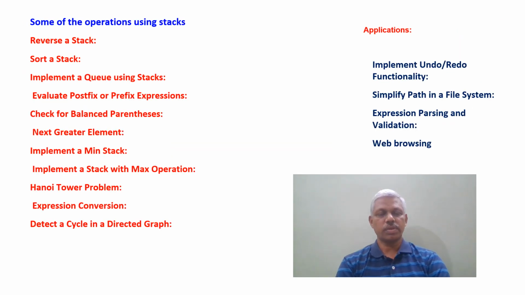There are some complex operations that we can perform using stacks also. Reversing a stack: whatever elements are there in the stack, if we want to reverse them, we can use auxiliary data structures and reverse the elements in the stack. Similarly, can we sort the elements of the stack? Already we have seen sorting algorithms. Can we implement all these sorting algorithms on the stack? Quick sort, merge sort, bubble sort, whatever sorting algorithms we have seen can be implemented on the stack. Similarly, we can implement queues, another data structure, using stacks.